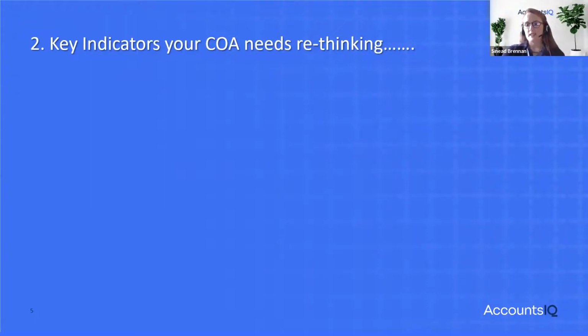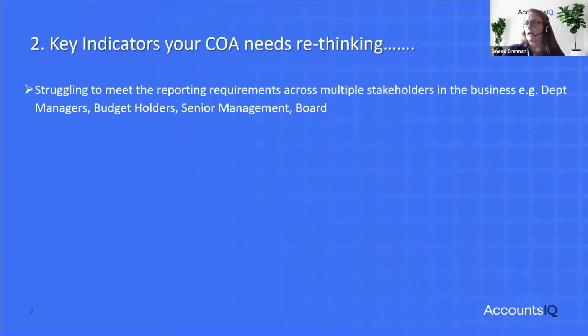If you're finding yourself doing any of these, it's probably a good idea to start thinking about potential changes. If you're struggling to meet the reporting requirements across multiple stakeholders in the business, department managers, budget holders, senior management, and at board level, a good solid system should be able to produce all of this with the right code and structure in place, and efficiently automate an awful lot of the reporting requirements across the entire business, and not just from a finance perspective.